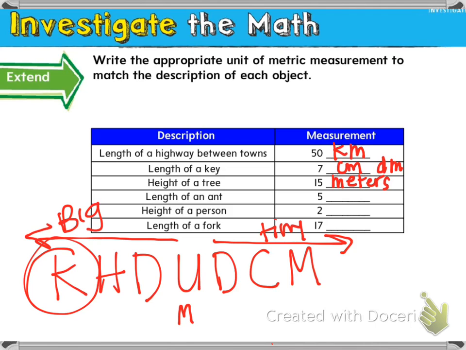Okay, the length of an ant. 5, ants are tiny, so 5 millimeters. A height of a person. 2, what do you think? 2 meters. I probably would say 2 meters. And the length of a fork. 17 centimeters. Okay?